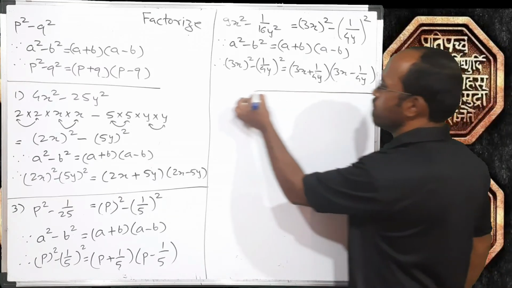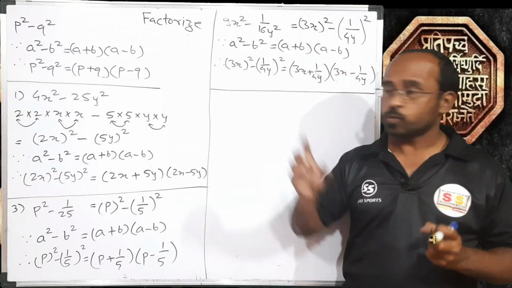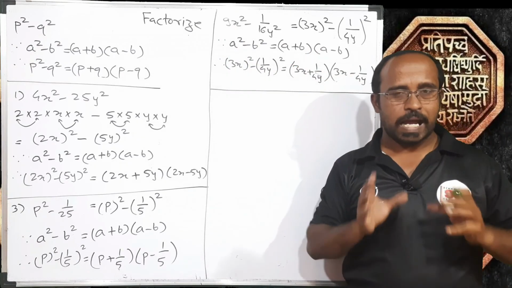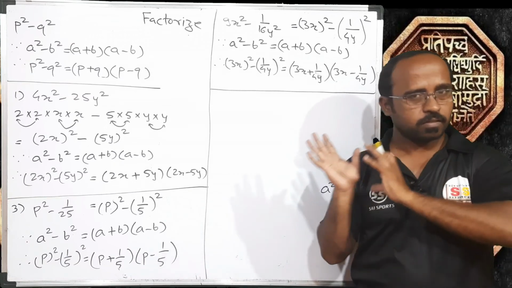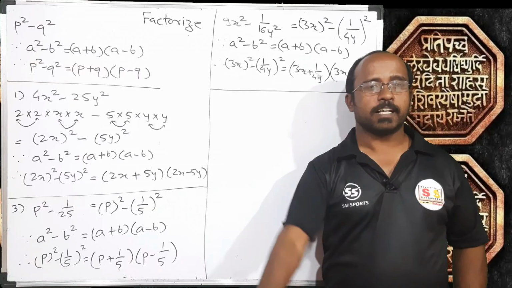Got it, students? So the trick is, the only thing is, we should find the square root of the first and second term and write it in the form of the square of that square root and then use the formula. Clear? Let us see the next example.